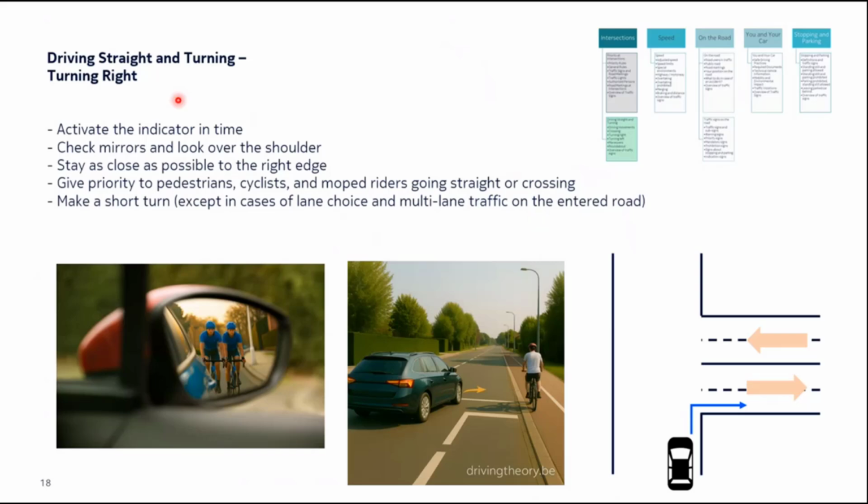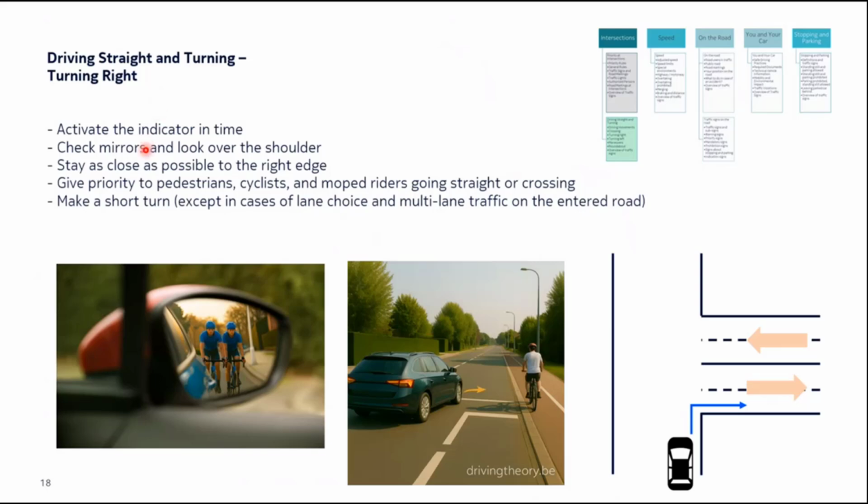Now here we will look at turning right. So activate the indicator in time. When you are turning right, pay attention to these things. You must let the traffic behind you know well ahead of time that you have an intention to make a right turn. So that's why you should activate your indicator well before in time, not at the last moment. You should not do that.